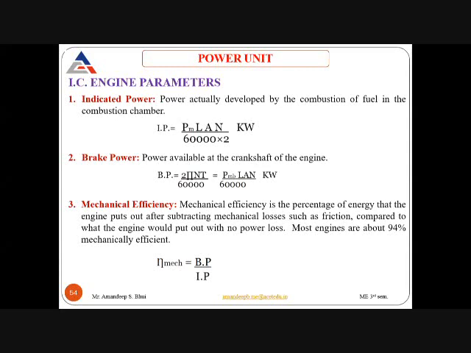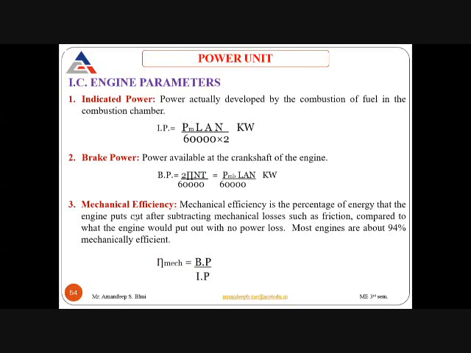And then the bearings on which the crankshaft is housed. In the bearings also, the power is lost. So that is the frictional loss. So indicated power minus that friction power gives me the brake power.